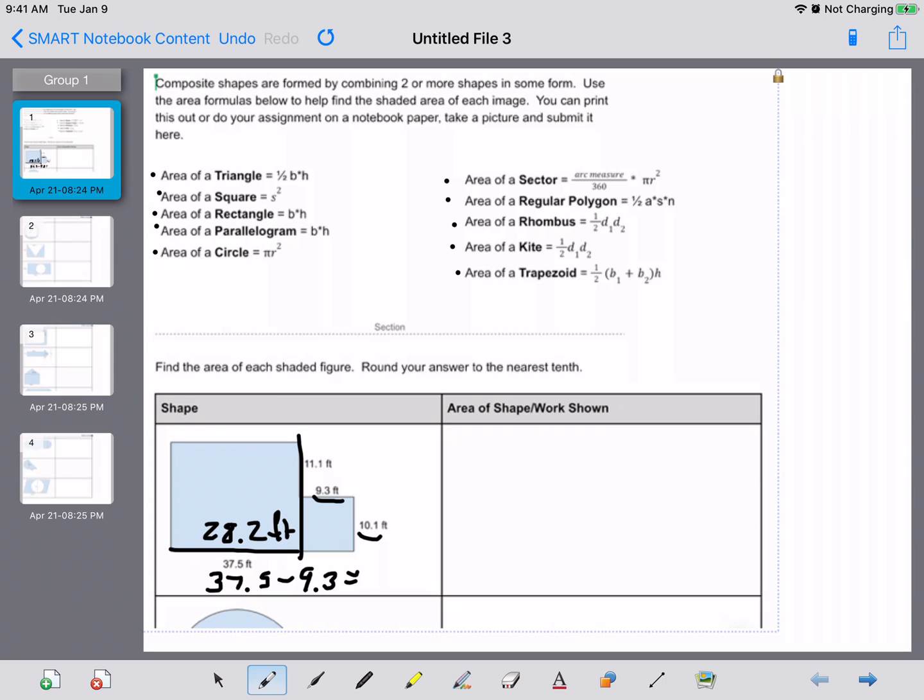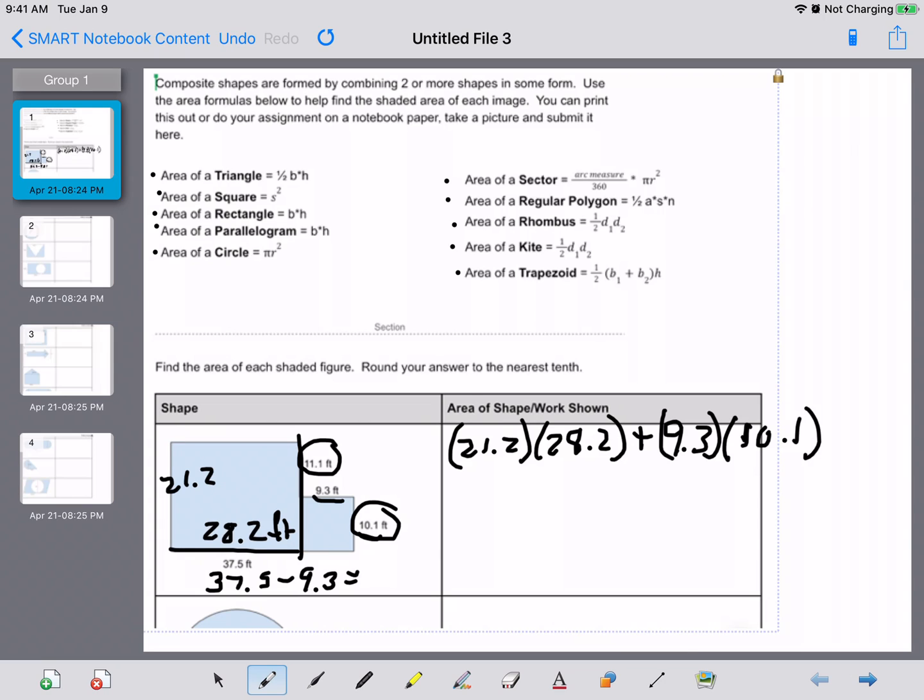Now we're going to look at that vertical. I've got 11.1 and 10.1. Well, that's 21.2. So I have two shapes. The big one, 21.2 times 28.2, plus my little one, 9.3 times 10.1.